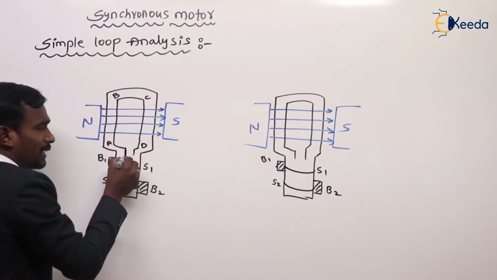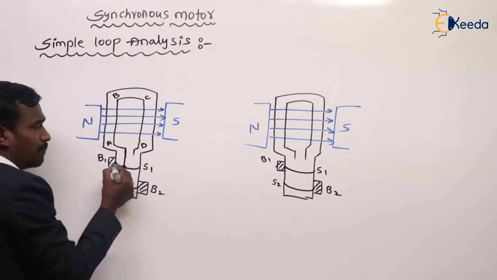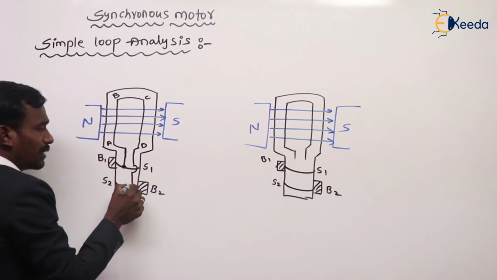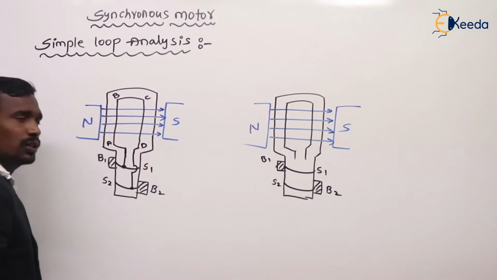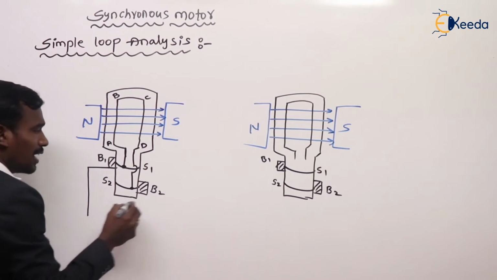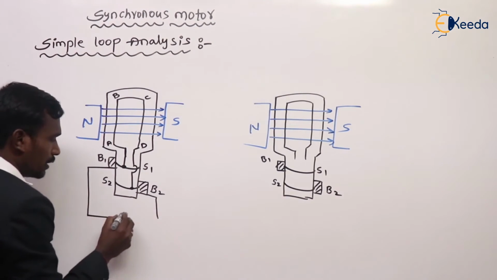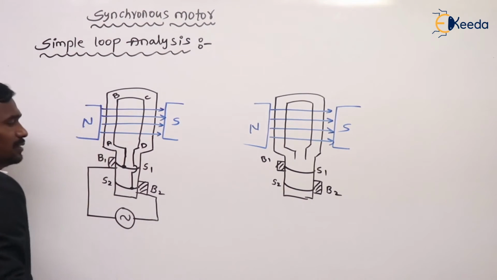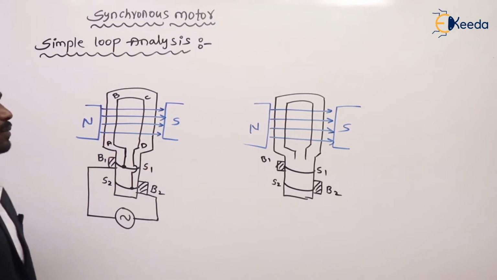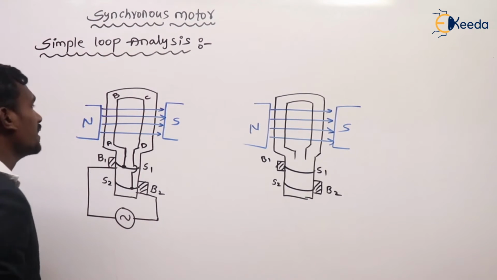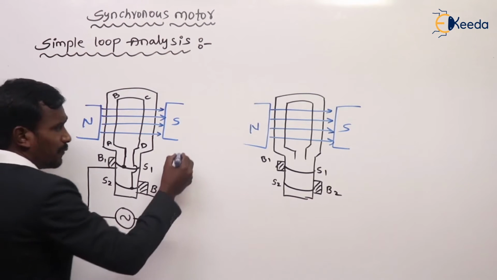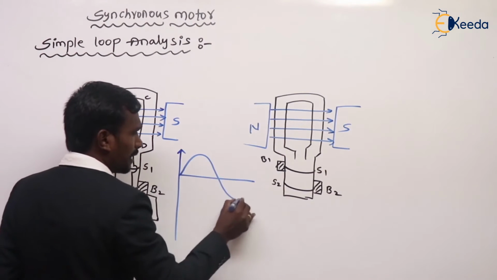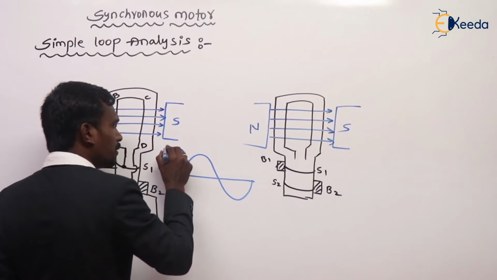Here, AB conductor is connected to slip ring 1 and brush 1. CD conductor is connected to slip ring 2 and brush 2. These brushes are connected to AC supply like this. This is the AC supply. For the first half of the cycle of supply, generally the supply is like this, right? This is the input.